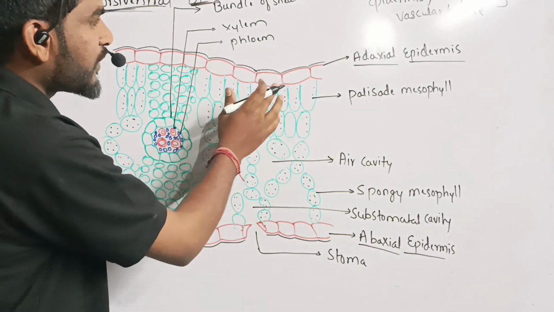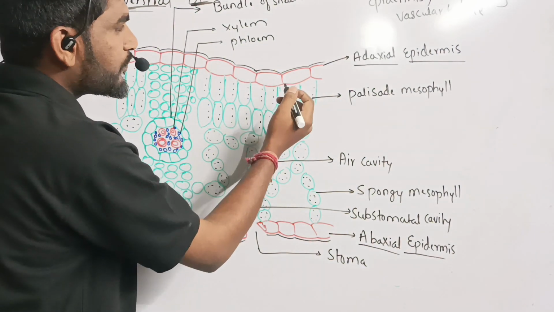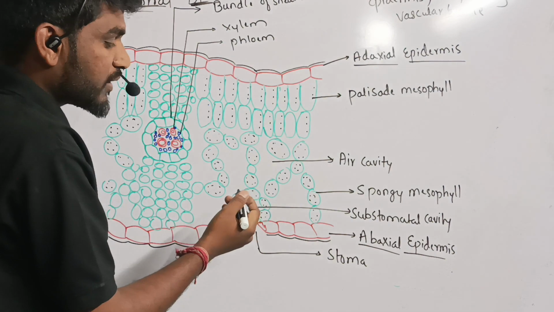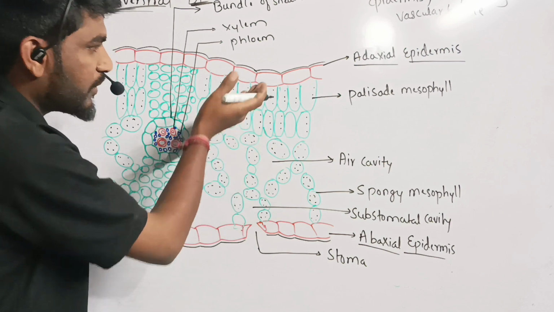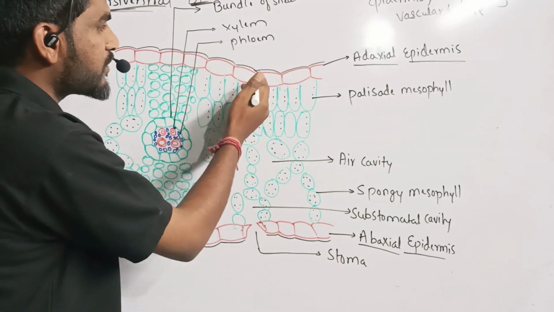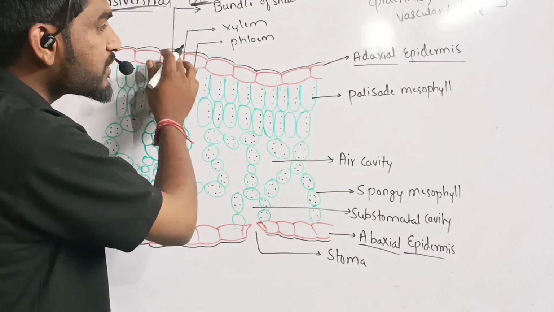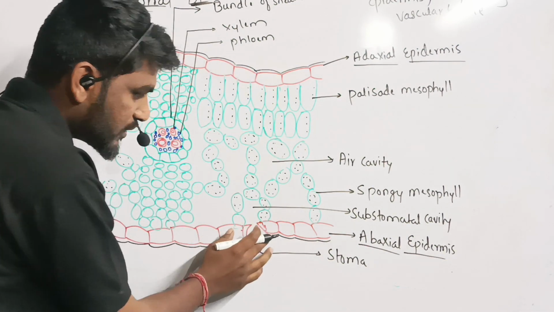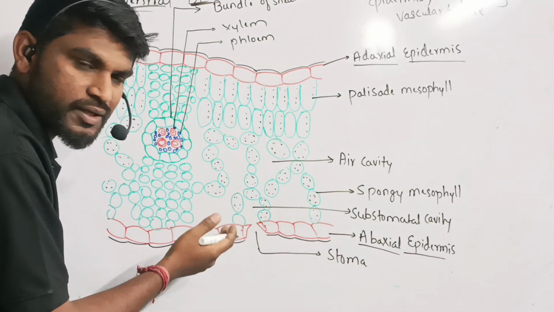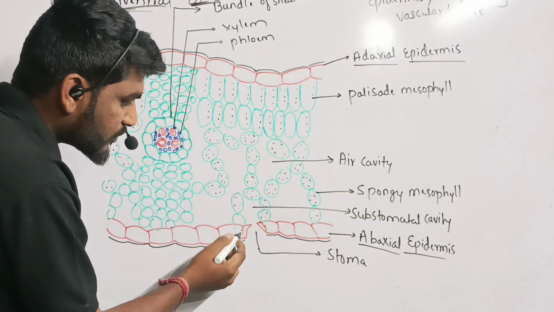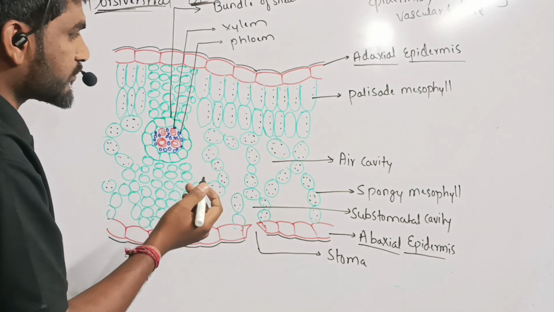In the upper epidermis, you can see some stomata are present. The number of stomata is more in the lower surface of the leaf as compared to the upper surface. In some cases, stomata are not present in the upper portion at all, but more stomata are present in the lower portion to avoid excess loss of water. That's why more stomata are present in the lower portion of the dicot leaf.